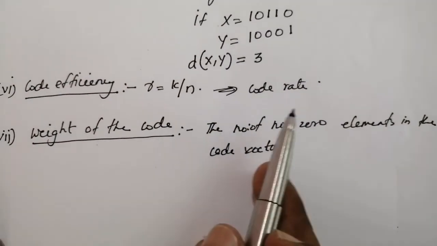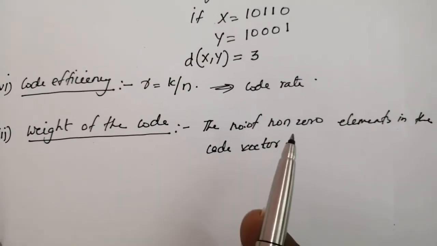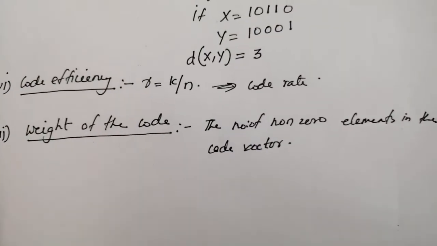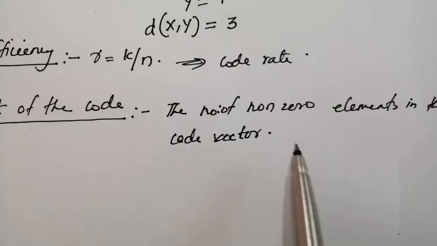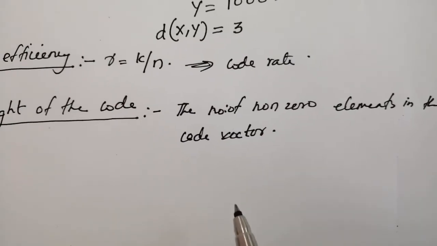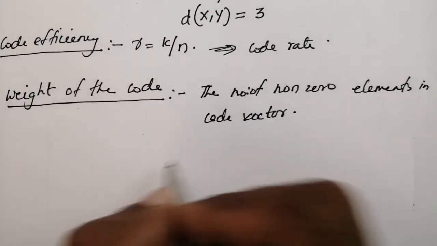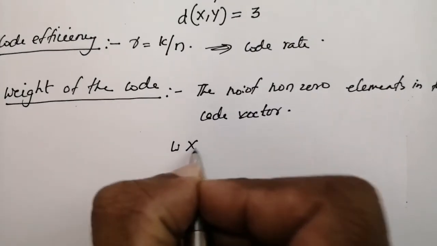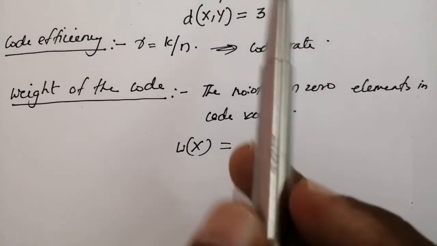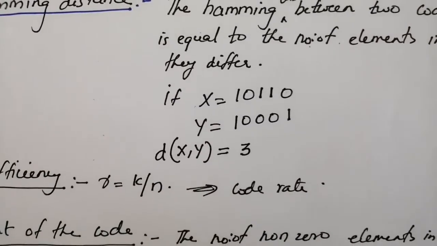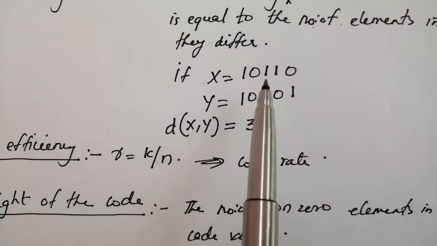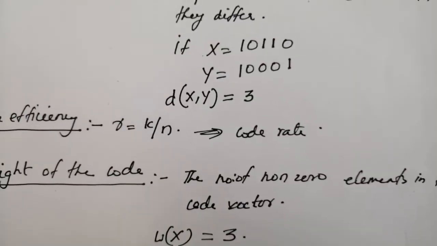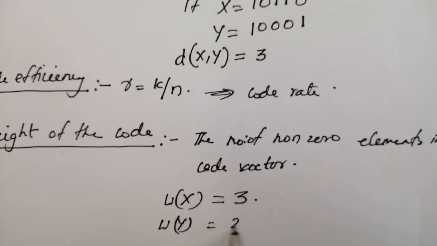So we need to keep the code rate as close to 1 in order to achieve bandwidth efficiency. So the next parameter is the weight of the code. Weight of the code is the number of non-zero elements in the code vector. So for example, suppose we need to find the weight of the code vector x. We can see that there are 3 non-zero elements present in x, so the weight of x is 3. While in the case of y, the weight is 2.